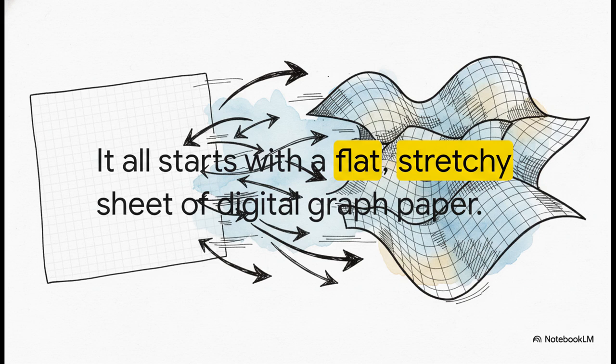Okay, so to get this, I want you to hold a picture in your mind. Just imagine a perfectly flat, infinitely stretchy sheet of, like, digital graph paper. The whole idea behind parametric surfaces is that we're going to take this sheet and tell every single point on it exactly where to go in 3D space to build our final shape. We're going to warp it, stretch it, maybe even fold it.